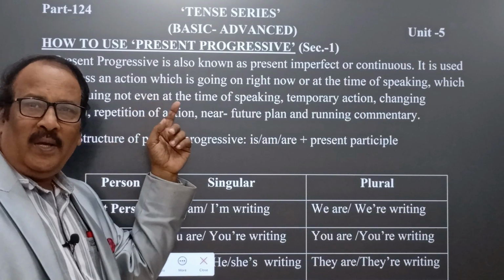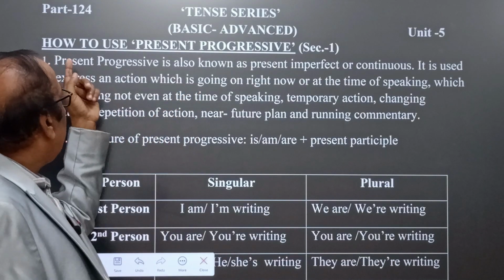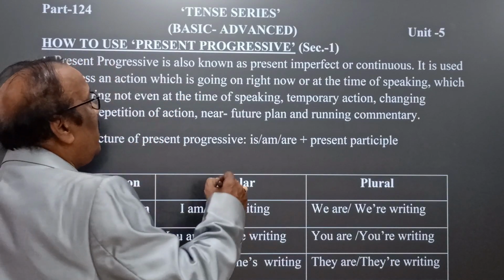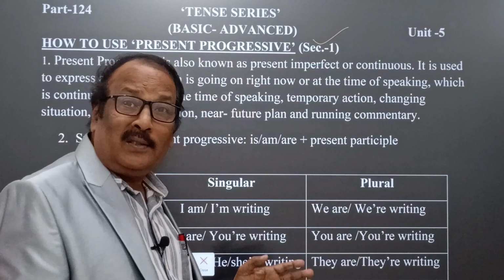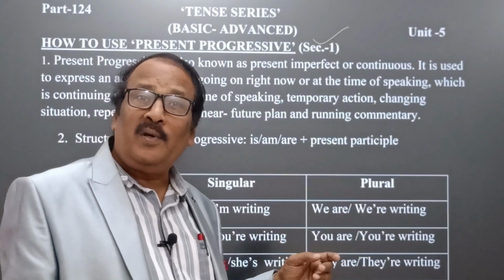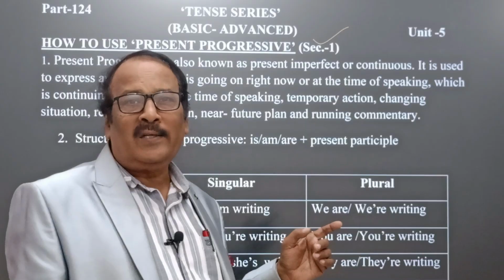Today's topic of our discussion in Unit 5 is how to use present progressive. This is section 1 because it is also a lengthy chapter. Therefore, I have divided it into two sections.